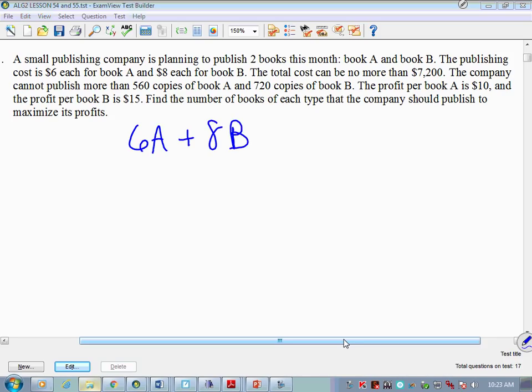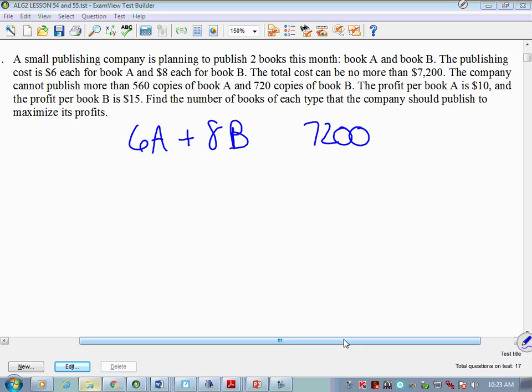Now, our total cost can be no more than what? $7,200. So I want an inequality. Is 6a plus 8b going to be greater than or equal to 7,200 or less than or equal to 7,200?